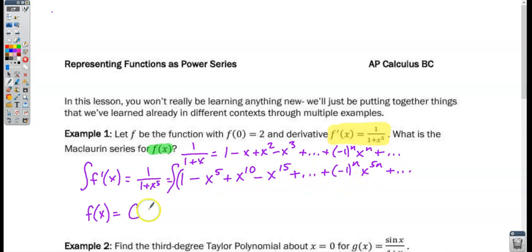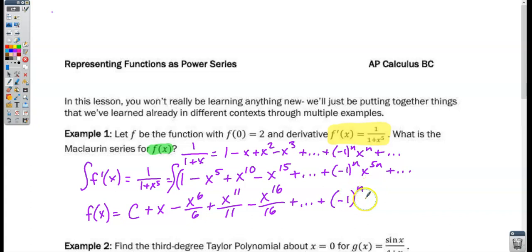The integral of 1 is x. The integral of x to the fifth is x to the 6th over 6. The integral of x to the 10th is x to the 11th over 11, and so on, all the way out to my general term, negative 1 to the n times x to the 5n plus 1, all over 5n plus 1.